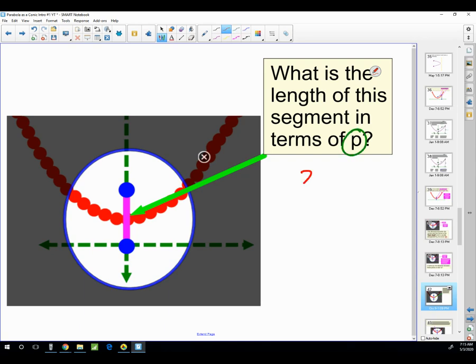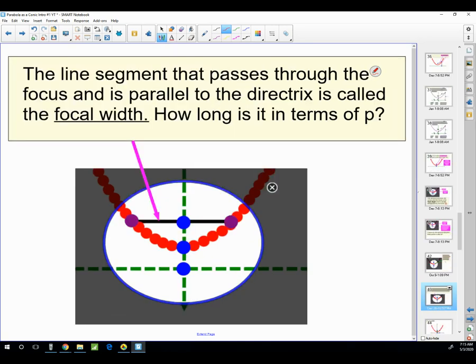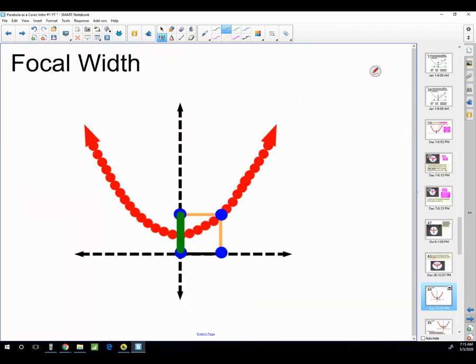Oh, I don't know. Maybe it's 2P. We can come up with that. And then there's something called the focal width. All right, I want to investigate the focal width, that length right there, in the next slide.